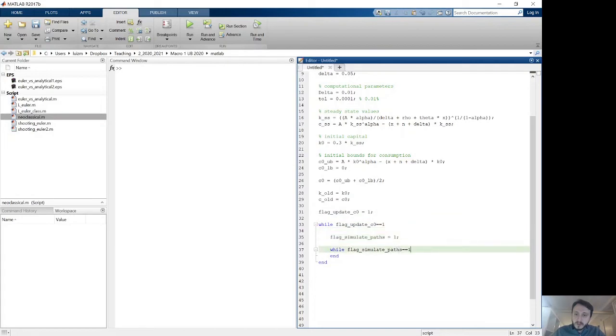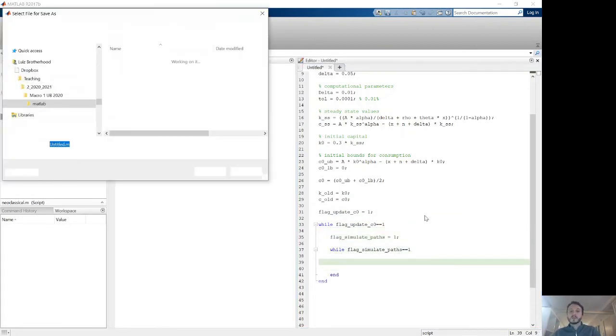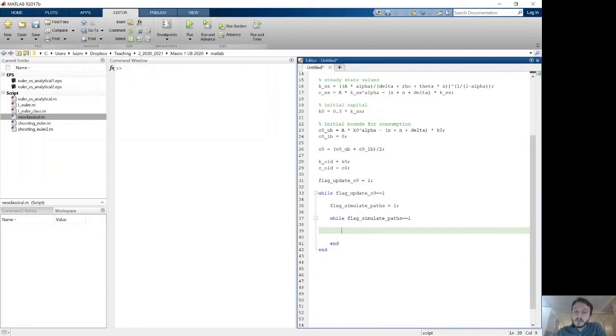This should be actually here. So we have this structure for the code. MATLAB will start updating the bounds of consumption, and MATLAB will start simulating the paths.